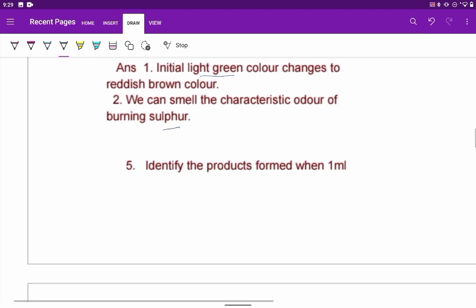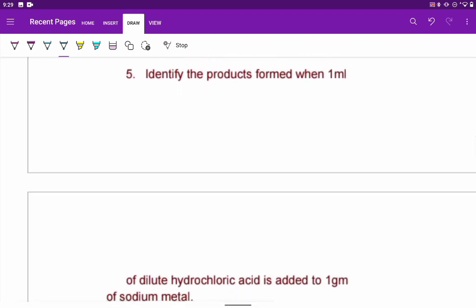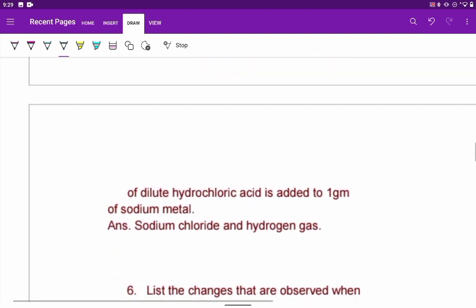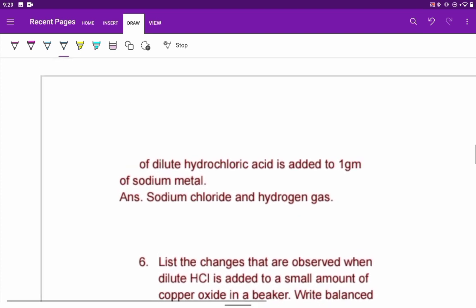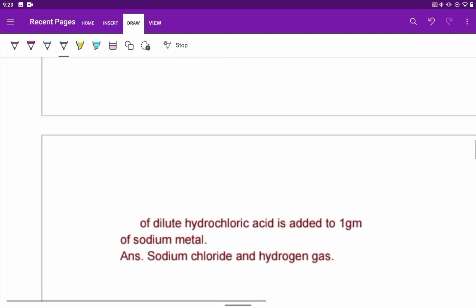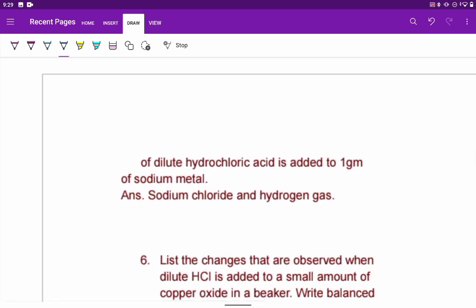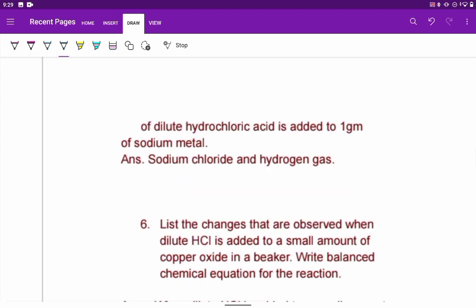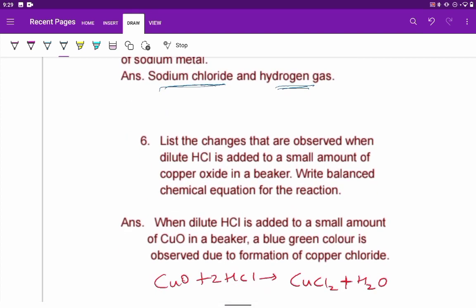Next, identify the products formed when 1 ml of dilute hydrochloric acid is added to 1 gram of sodium metal. So this is metal plus acid. What you get? We will get sodium chloride and hydrogen gas will be evolved. Okay, so when sodium metal reacts with hydrochloric acid, we get sodium chloride, which is the salt, and evolution of hydrogen gas will take place. It's a very important question.